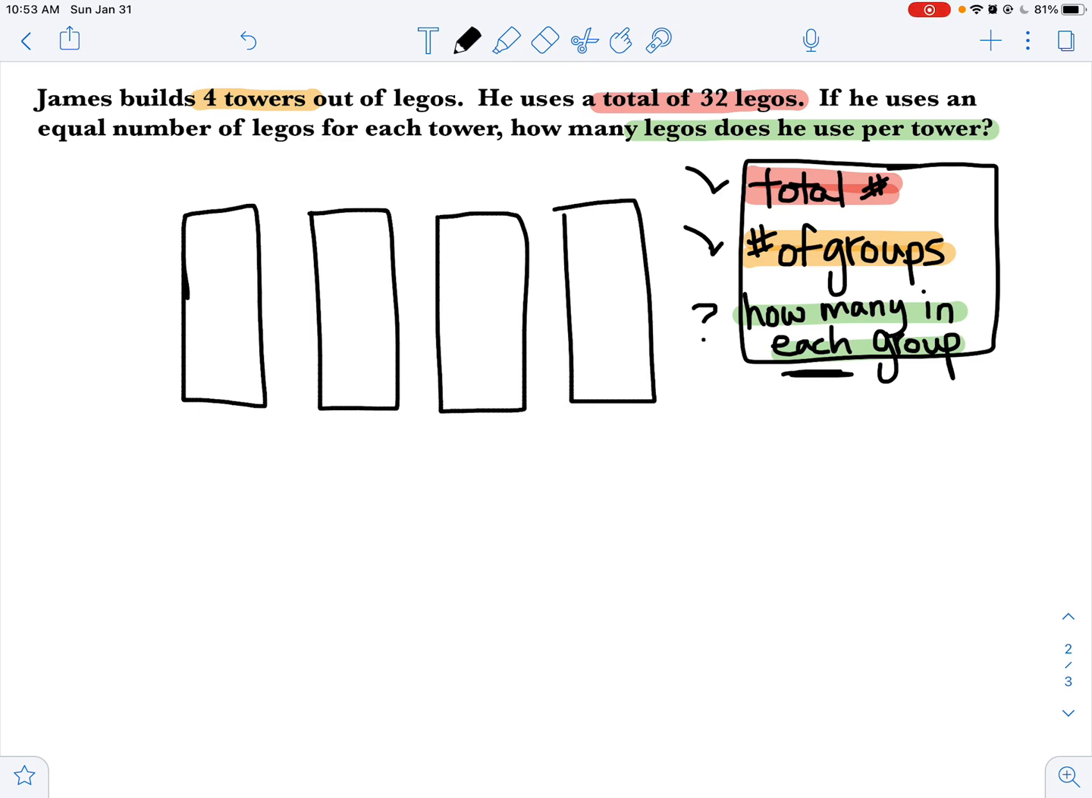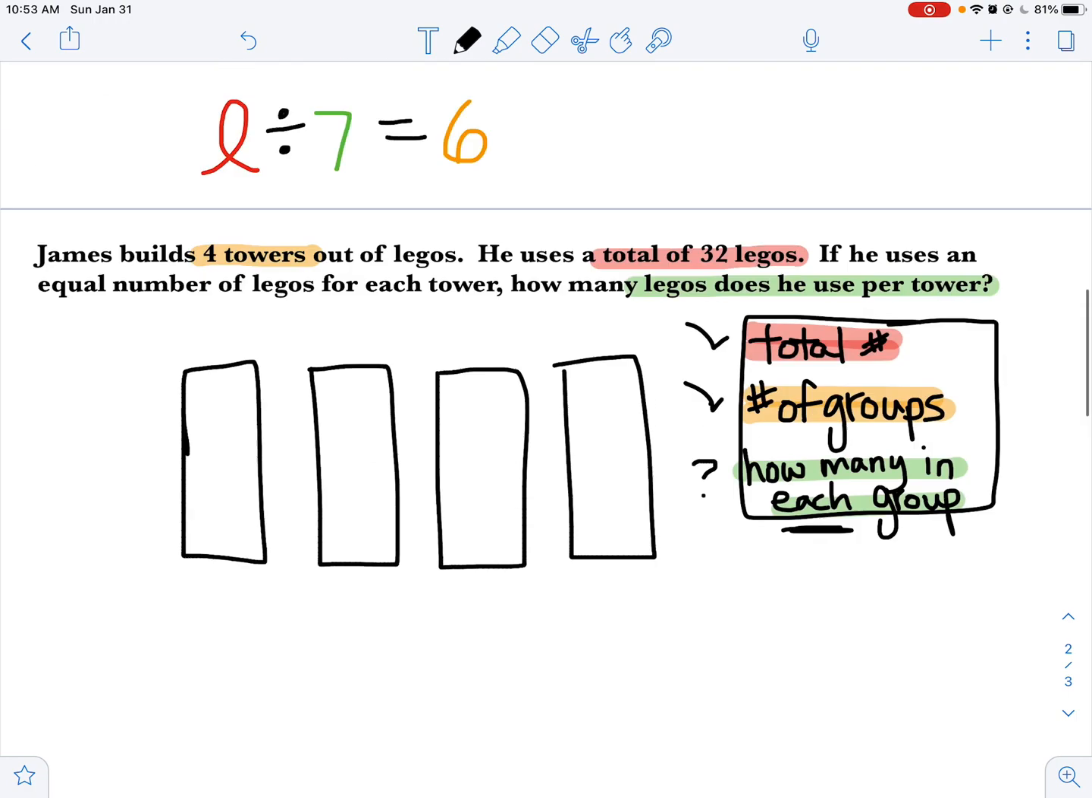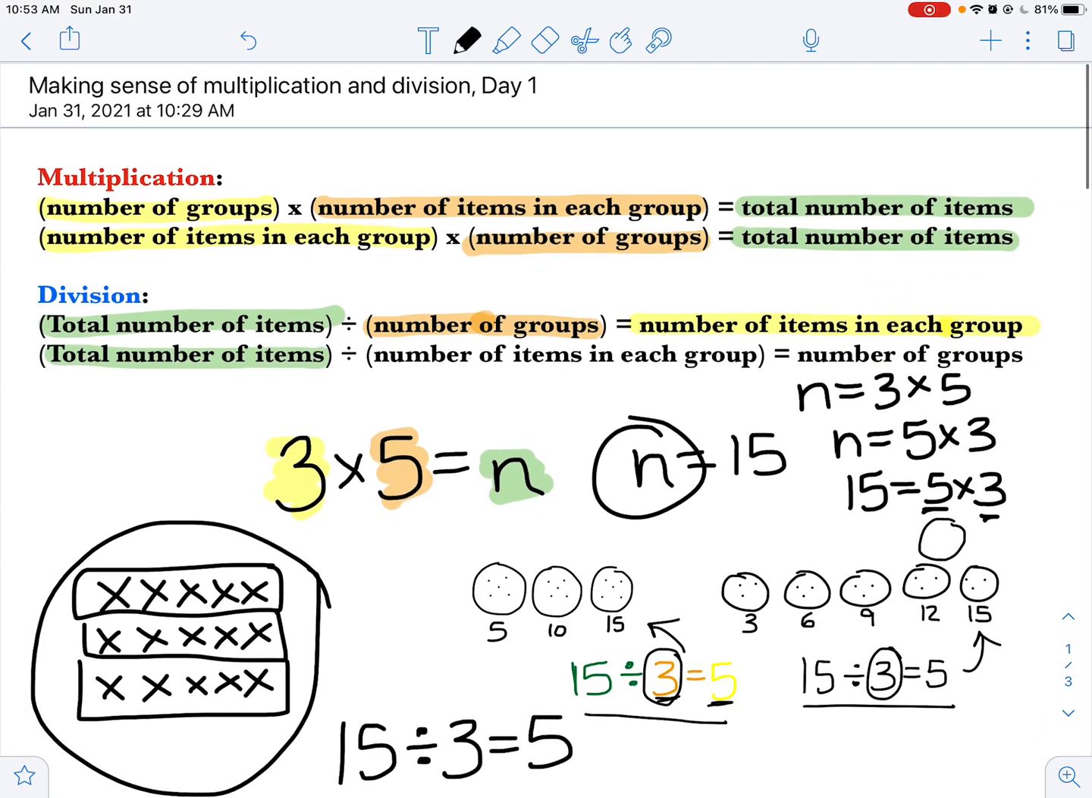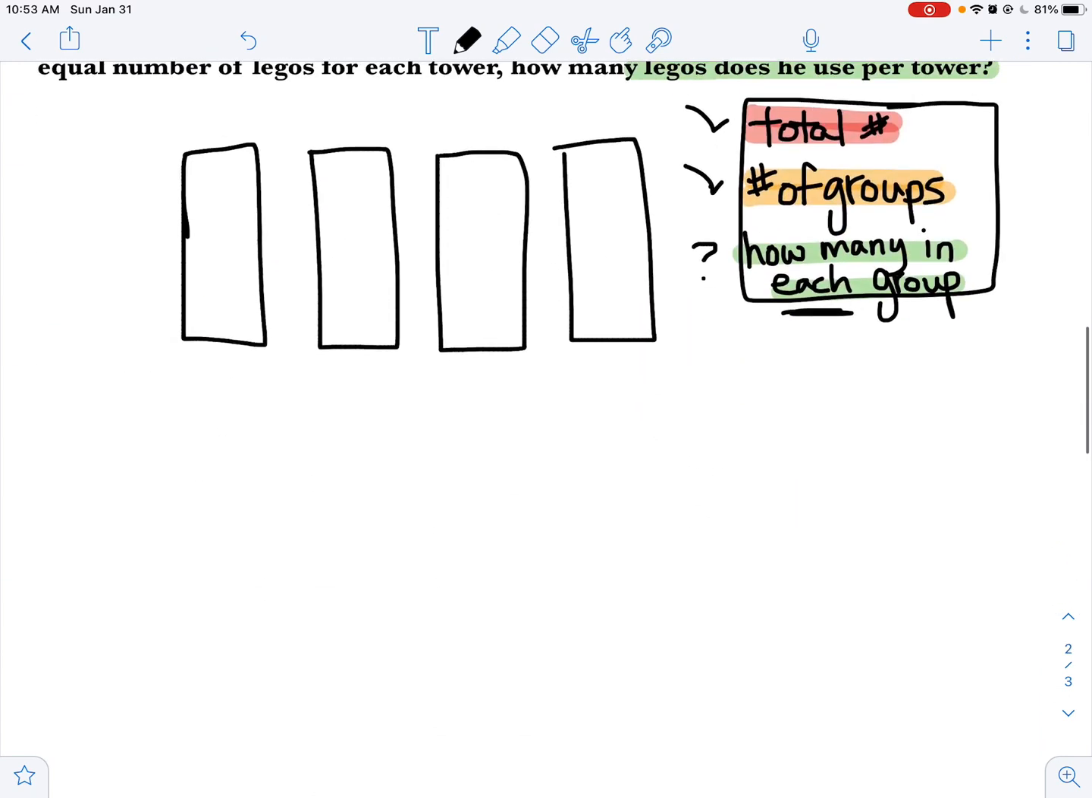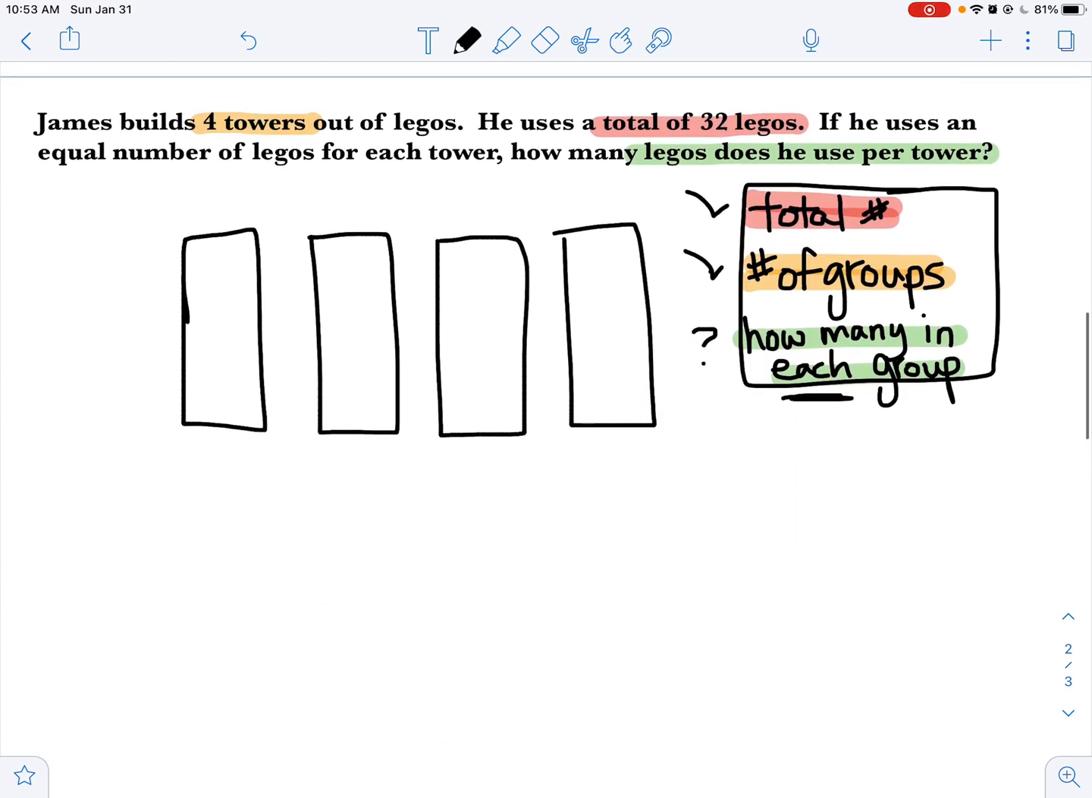Now I'm going to scroll back up to the top. Is this a multiplication sentence or a division sentence? When we know the total, let's look up here. When we know the total, we want to use division because we're going to start with the total and then divide it by the other part we know to get the last missing part. So this is a division problem because we know the total.